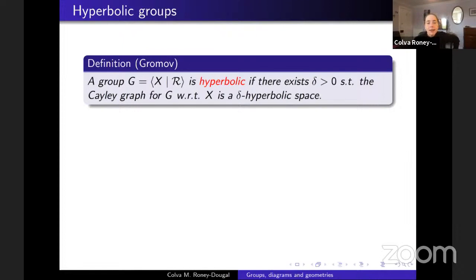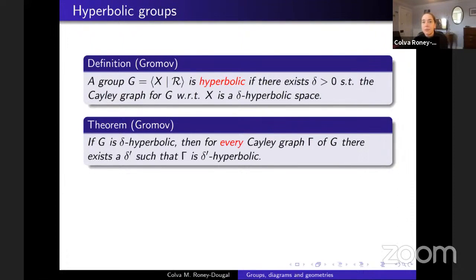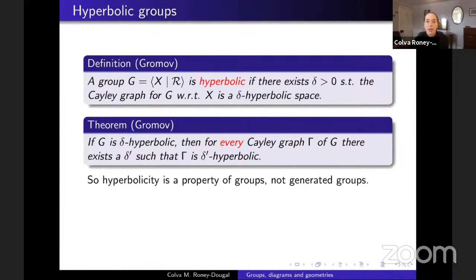So firstly, let's see that it's kind of useful for group theorists. Gromov showed that if a group is delta hyperbolic with respect to a particular generating set, then if I picked a different generating set, I would still find that there was some delta prime such that that Cayley graph was delta prime hyperbolic. So if it's hyperbolic with respect to one generating set, then it's hyperbolic with respect to all of them. Good, so that means that we're safely doing group theory. We're not just studying particular presentations.